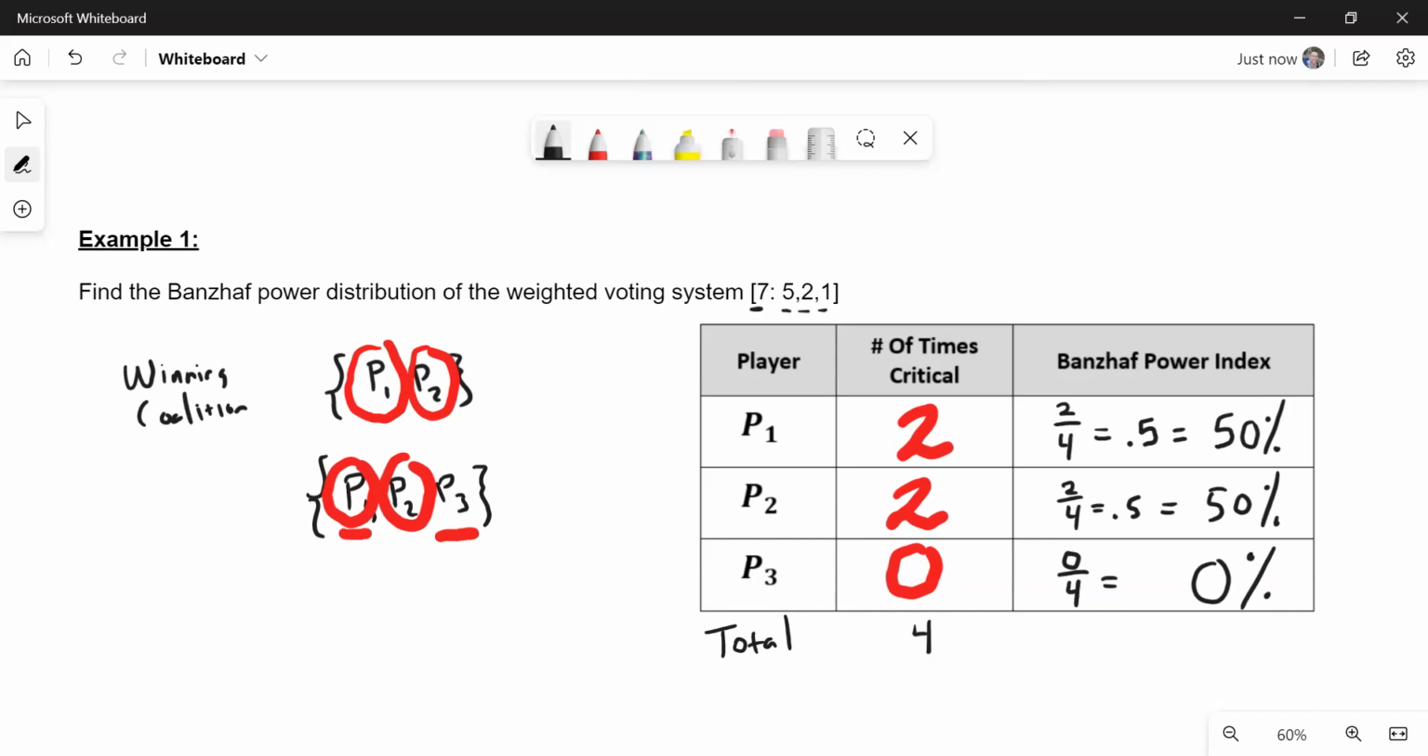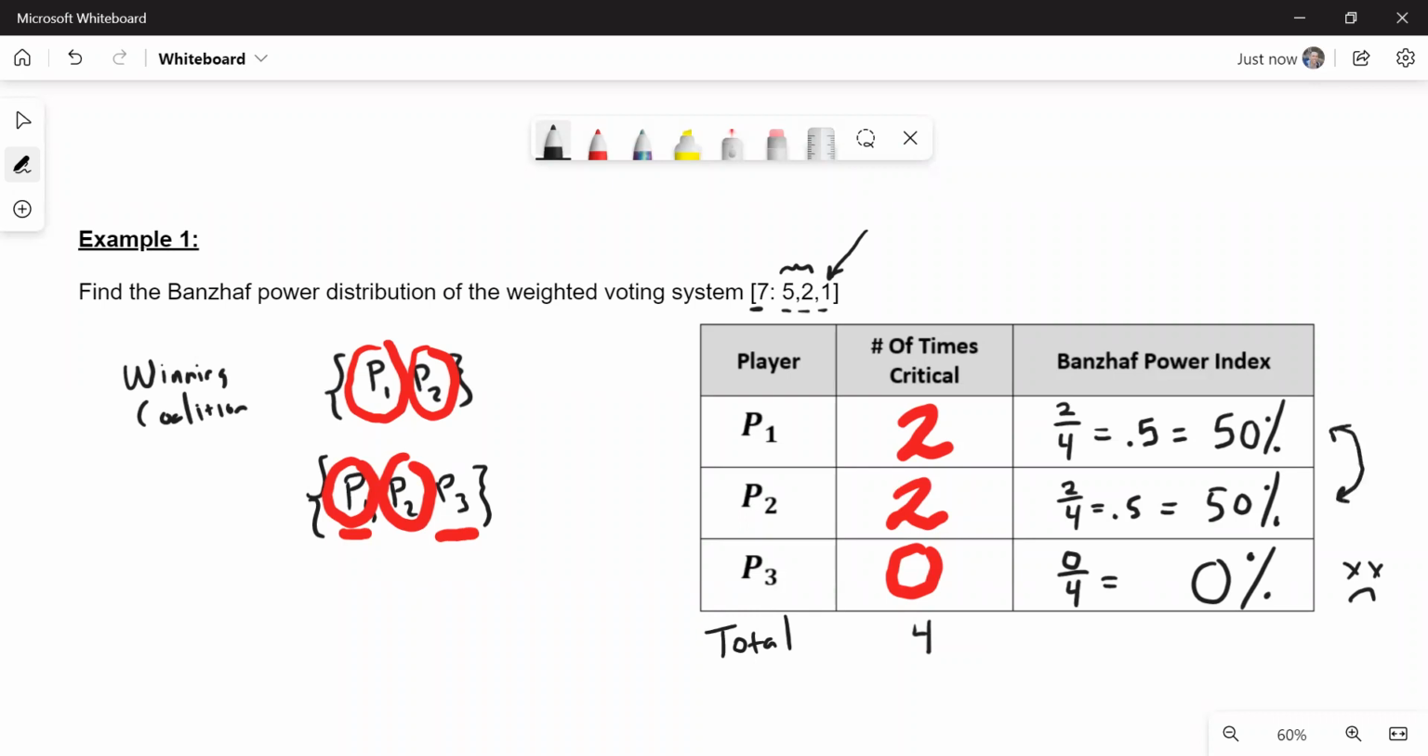So what this means, and it's kind of interesting, is that even though the third player has a vote, 1 vote, they don't seem to have any power. It's kind of weird. And the other thing that's strange about this is the first 2 players have a different number of votes, 5 and 2, but they seem to have the same amount of power.